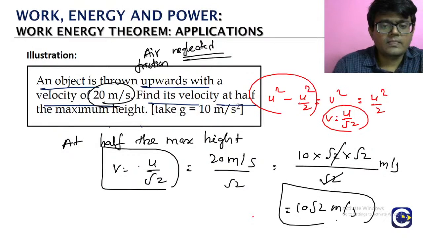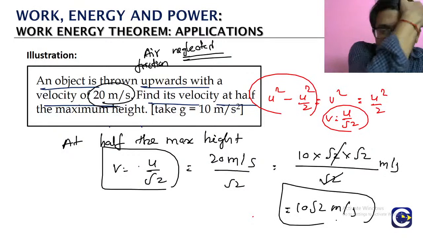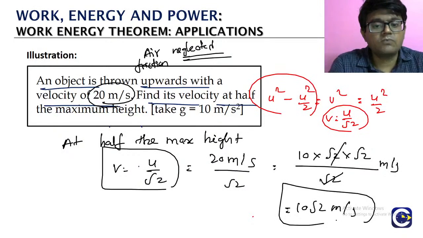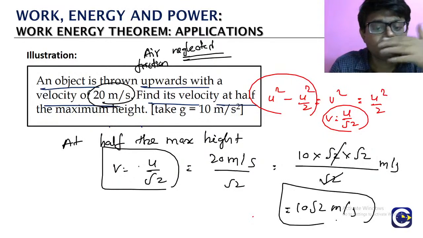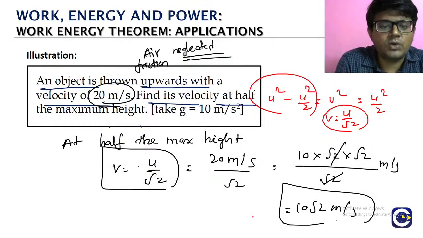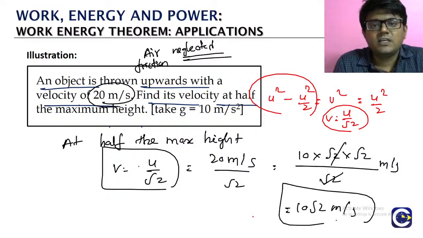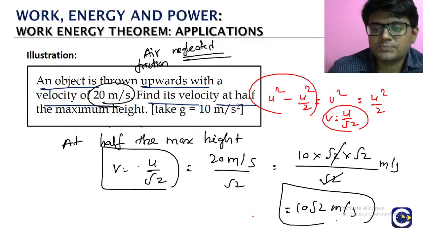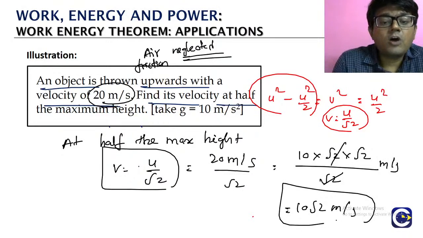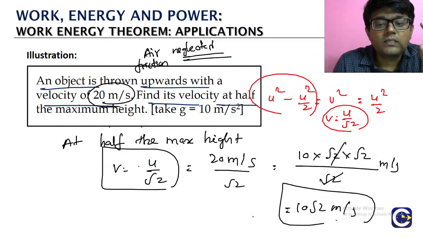So they are giving us some other question. Initial velocity 40 and so on. Then what will we do? Velocity at half the maximum height will be 40 by root 2. If they say the initial velocity with which you are throwing up is 70, then velocity at half the maximum height will be 70 by root 2. Okay, so this is the general formula to find the velocity at half the maximum height.